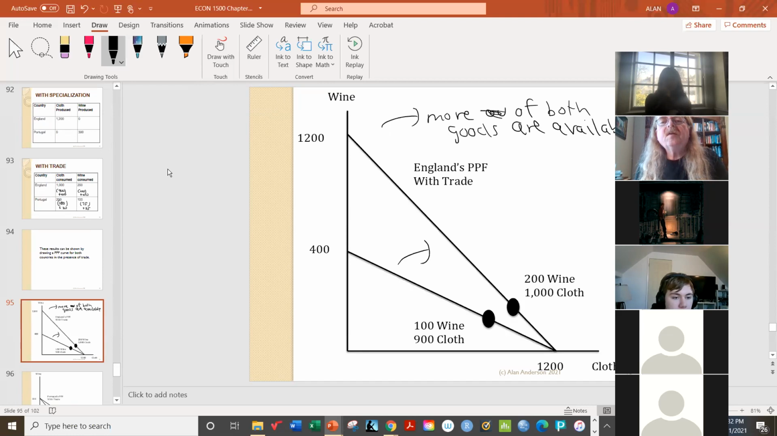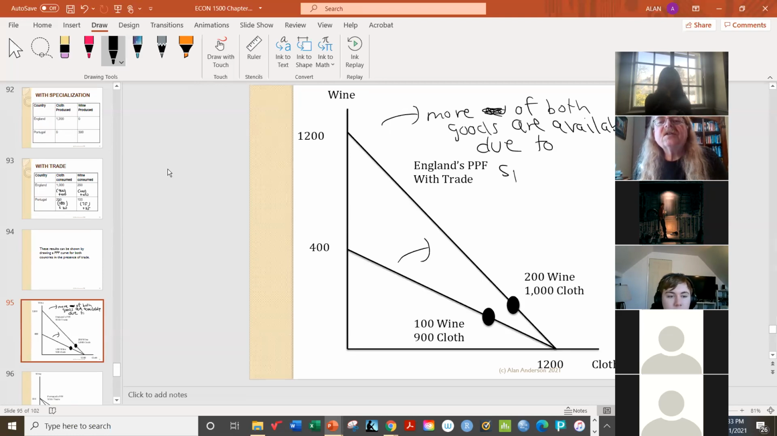More output of more of both goods are available. And guess what? We did not improve our technology. We did not increase the amount of resources we have. This is 100% due to specialization and trade. Nothing else changed. We're still using the same amount of labor. We still have the same resources. Where did this come from? Specialization and trade.